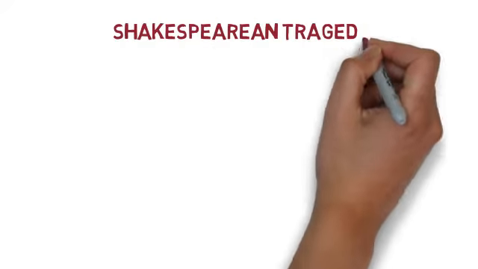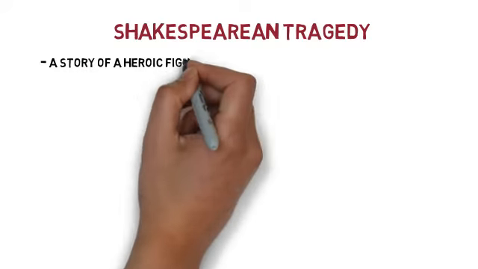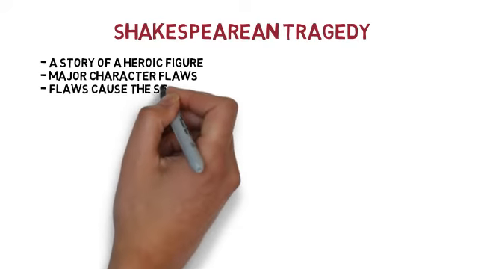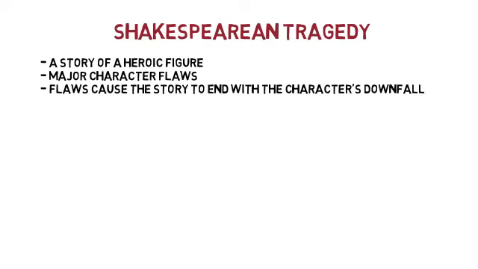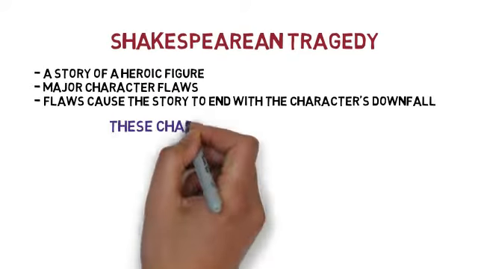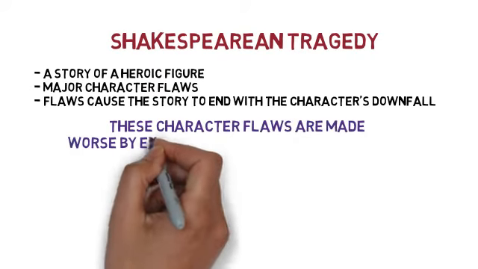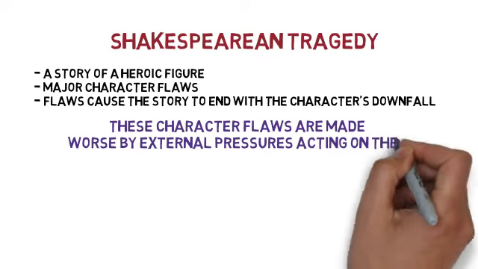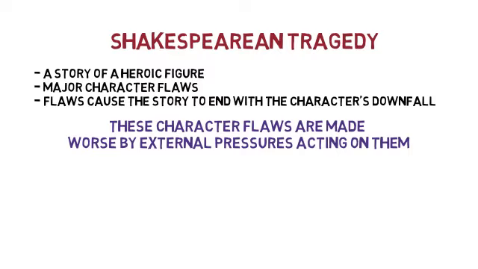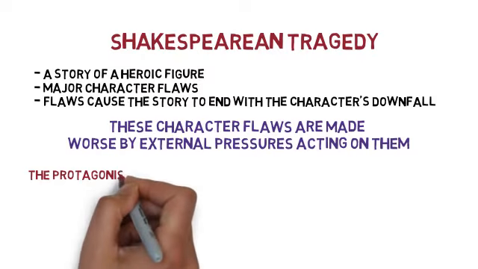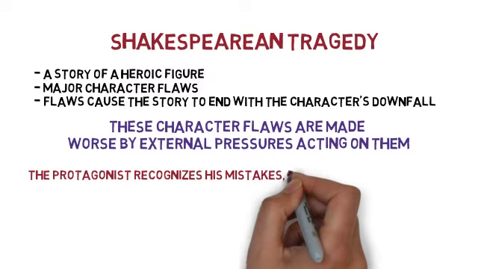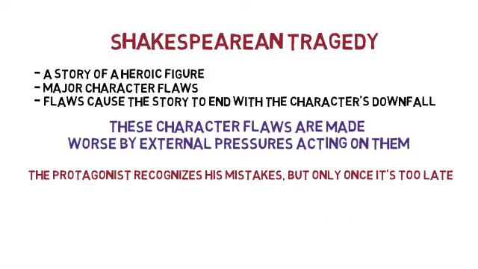A Shakespearean tragedy is the story of a heroic figure whose major character flaws cause the story to end with this character's downfall. Now, these character flaws in Othello, as in Shakespeare's other tragedies, are made worse by external pressures acting on the main character. Typically, in tragedy, the protagonist recognises his mistakes, but only once it's too late.